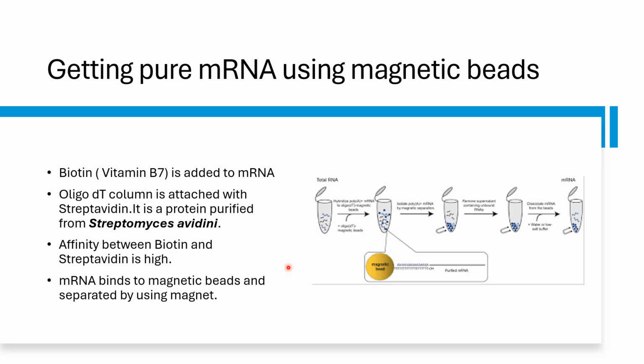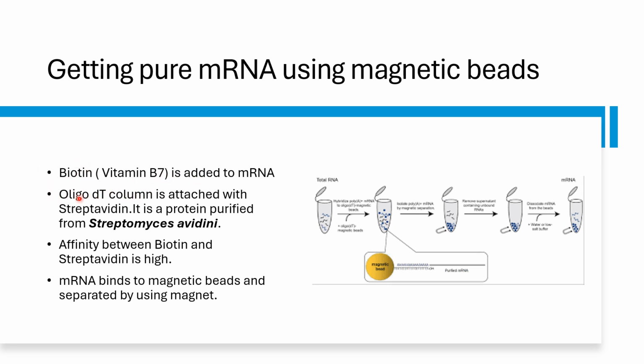Magnetic beads can also be used to get pure mRNA. Here the beads of the column are made up of some paramagnetic materials, cellulose beads, but they contain some magnetic property. The oligo-dT column that is filled with the magnetic beads is attached with the protein streptavidin. Streptavidin is a protein isolated from the bacterium Streptomyces avidinii. Then mRNA is attached with biotin or vitamin B7.